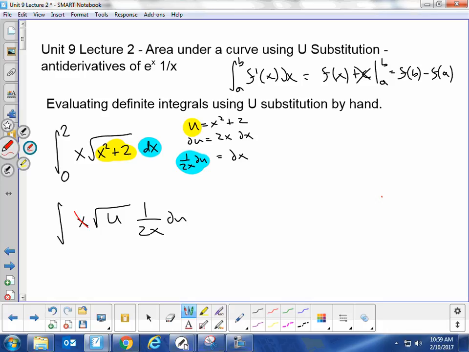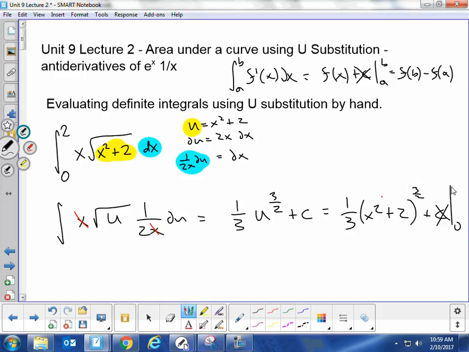We know that the x's will cancel. It leaves 1/2 root u. I'll find the antiderivative would be u to the 3/2 times 2/3, which ends up being 1/3 u to the 3/2 plus c, but whatever, let's just plug in what u is. It's 1/3 times x squared plus 2 to the 3/2 plus c. We don't need the c's because I'm finding the change between 0 and 2.